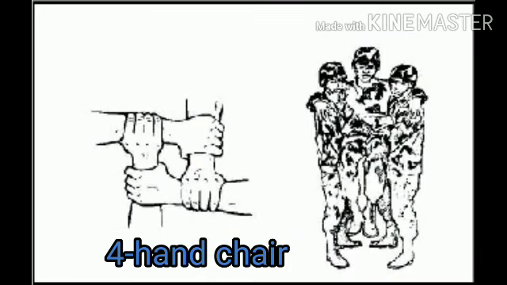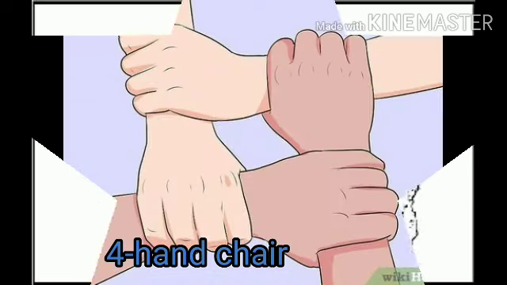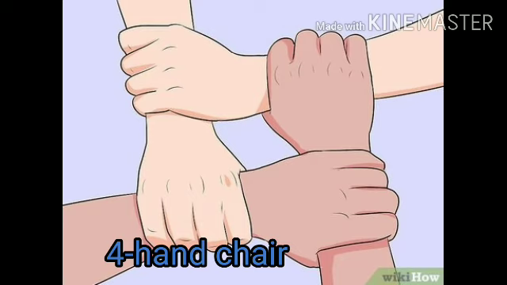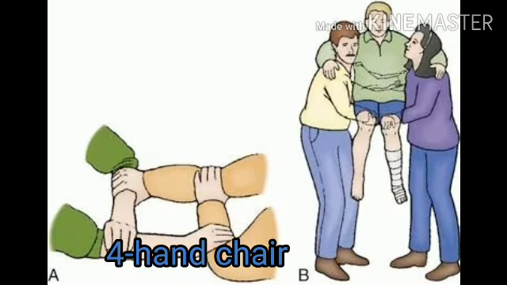In this, both the rescuers should grasp each other's wrist. If you are one of the rescuers, then you should allow the other person to grasp your left wrist with his right hand. In turn, you should grasp your right wrist with your left hand. Now, your right hand should grasp his left wrist and his left hand should grasp the right wrist. Your hands should form a square shape when locked together.